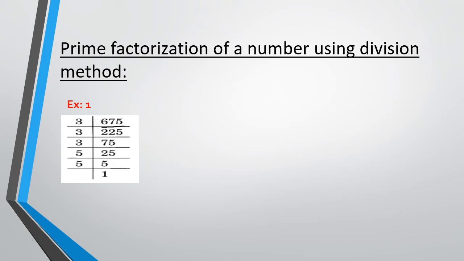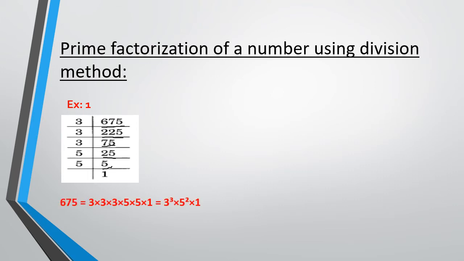When we divide 675 by 3, we get 225. Then we also know 3 is a factor of 225. So we are dividing 225 by 3 to get 75. Again 3 is a factor of 75. So we are dividing 75 by 3 and getting 25. Now we are dividing 25 by 5, for which we get 5, and then 5 ones are 5.